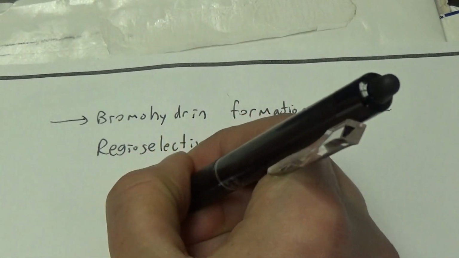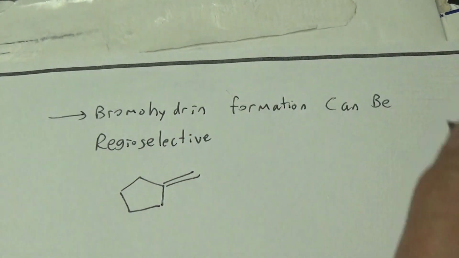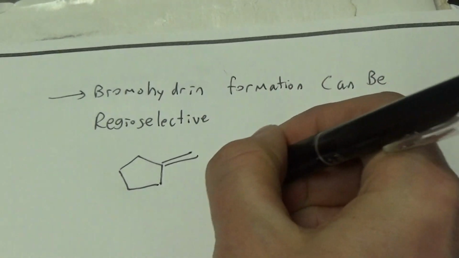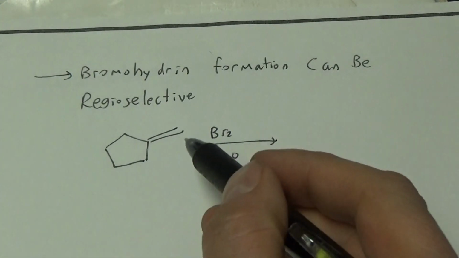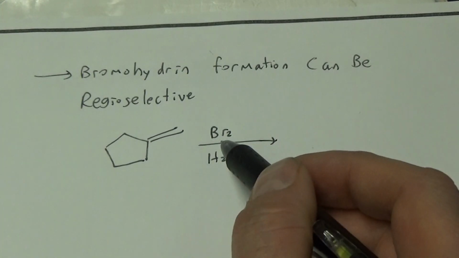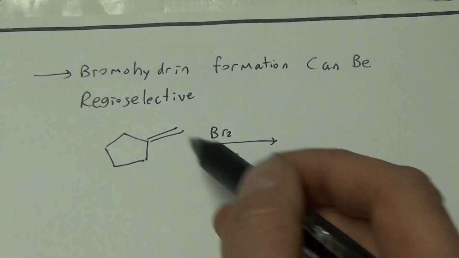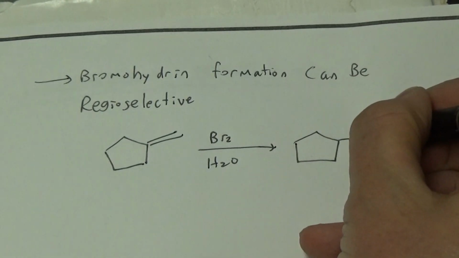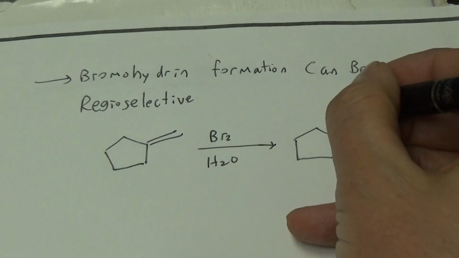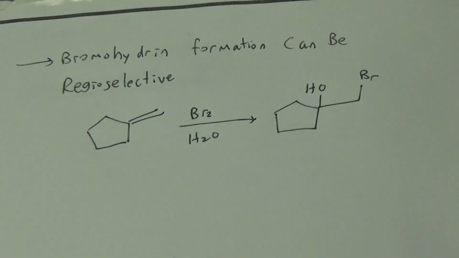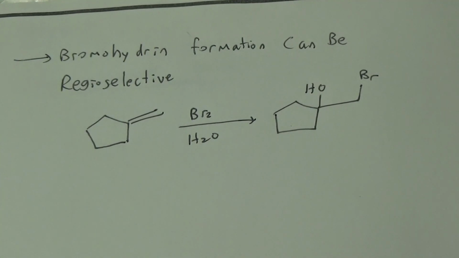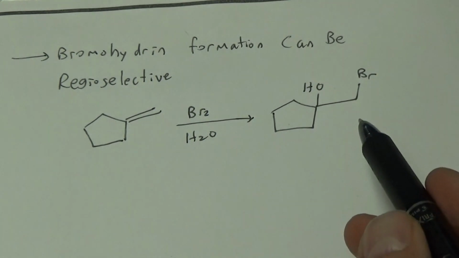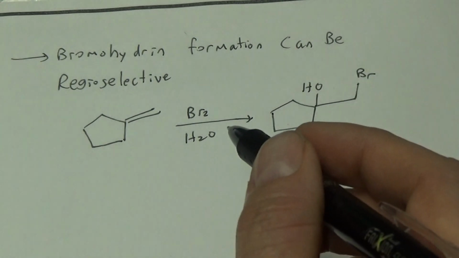So if we have this molecule, and we do Br2 water, well, it's the same exact thing I just showed you. But the question is, where does the Br go and where does the OH go? Does one prefer one side, one prefer the other? Well, the answer is that the oxygen goes to the more substituted position. Okay? And there's a very important reason for that. The oxygen goes to the more substituted, because it's going to be sort of a carbocation-like mechanism.